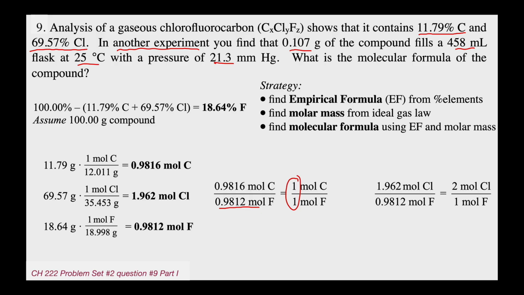So you can see here that for every 1 F, we have 1 carbon, and for every 1 F, we have 2 chlorines. So you put this together, 1 C, 2 Cl's, F, empirical formula CCl2F. Score. Now, this is the smallest whole number ratio of atoms. This is not the final answer, okay? The empirical formula is just a step in the right direction. Now what we're going to do is find the molar mass of the gas, and from that then we can use this empirical formula to go to the molecular formula.